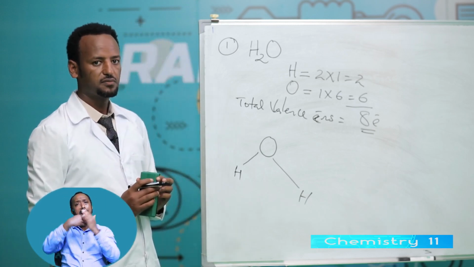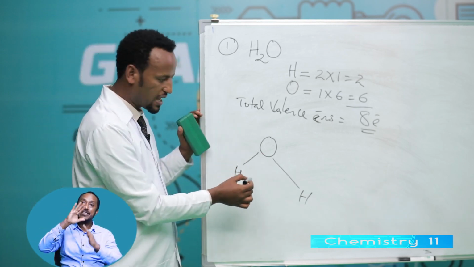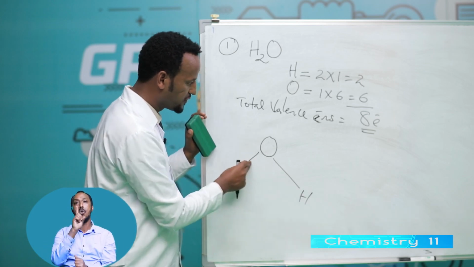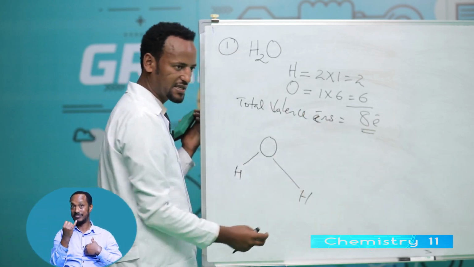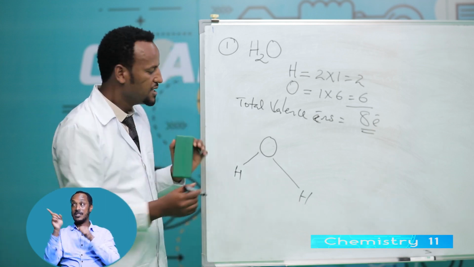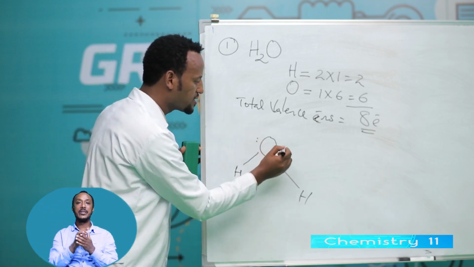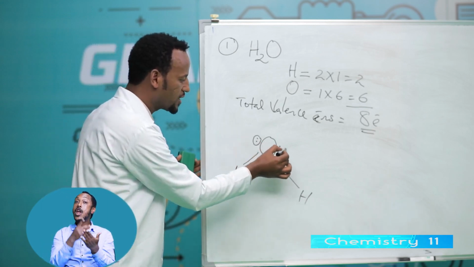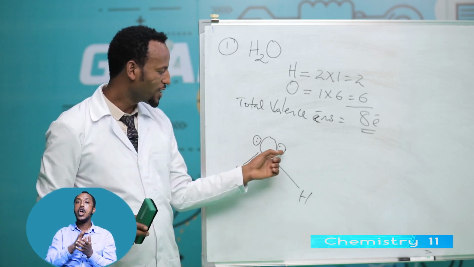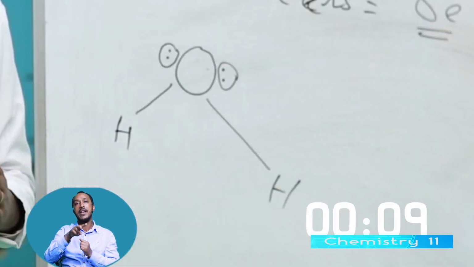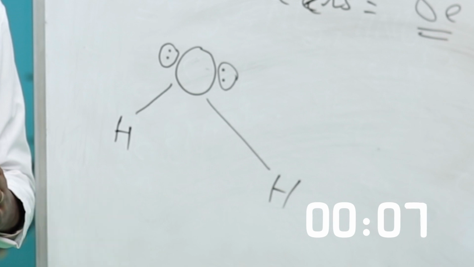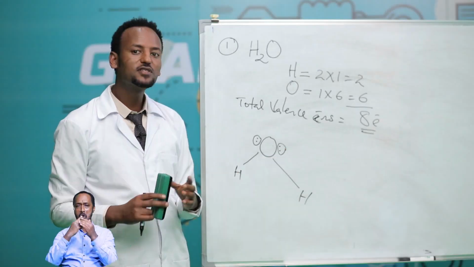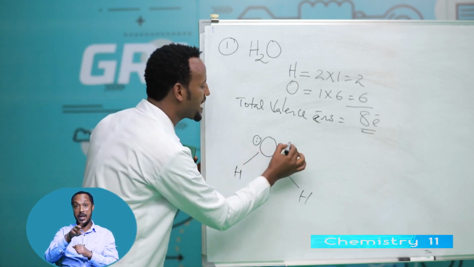A bond is formed because one bond is 2 electron, another one bond is 2 electron, 2 plus 2 is 4, but total number of electron is 8. 8 minus 4, how much? 4. This 4 is 1, 2, 3, 4. The remaining electrons. This is 2 electron, this one is 2 electron. By the way, these 2 electrons are known as what? These 2 electrons are lone pair.